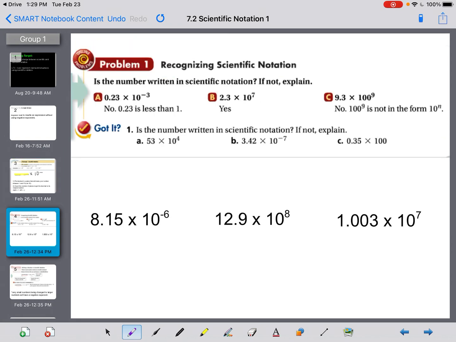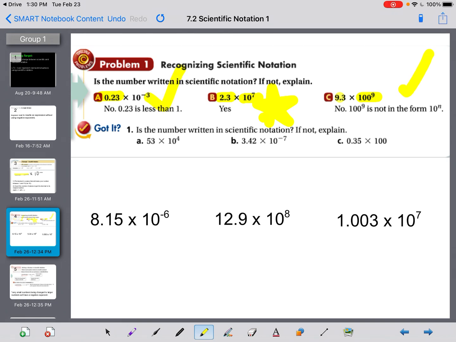All right, we're going to look for those two rules to figure out if these numbers are or are not written in scientific notation. Okay, if you notice, this first one is 0.23. Remember that the rule is that this first number has to be between 1 and 10, and since that's less than 1, that means that this one is not in scientific notation. The second one has a number between 1 and 10 and a 10 to the power. So that one is a yes. And letter C, this number fits our criteria, but right here it's not a 10, so this is not in scientific notation.